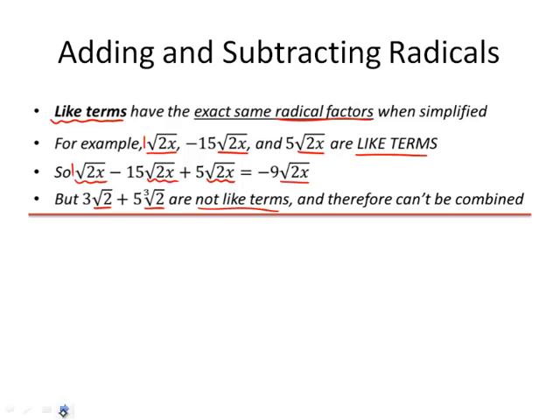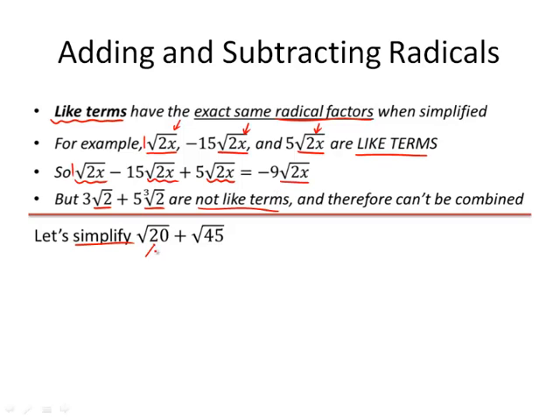Let's take a look at an example. Simplify root 20 plus root 45. Right now, these are not like terms, but if we simplify first, then we can see if we can have the same endings, and the only way to do that is to completely simplify each one first.